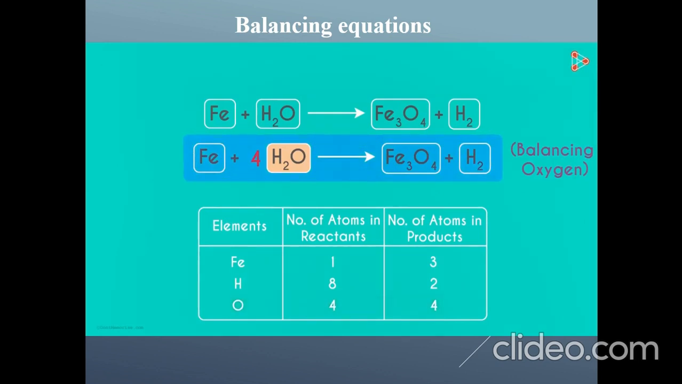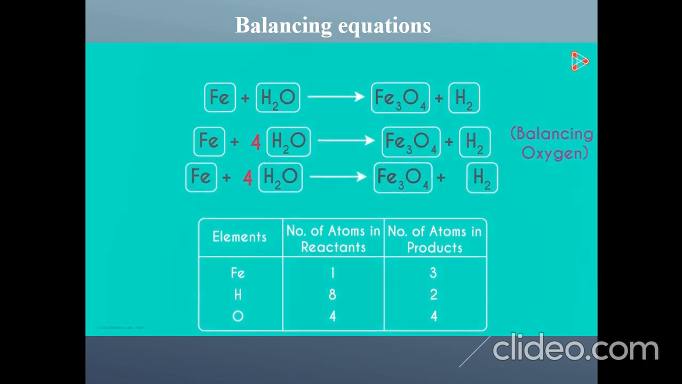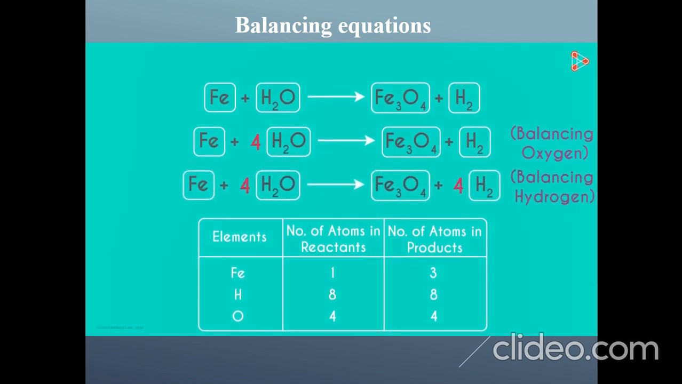This is a partly balanced chemical equation. But the iron and hydrogen atoms are not balanced now. When we multiplied this compound with 4, the number of hydrogen atoms on the left became 8 and that on the right is still 2. As the number of hydrogen atoms is 8, let's proceed with balancing the hydrogen atoms next. As it's 8 on the left and 2 on the right, we multiply the hydrogen on the right with 4.